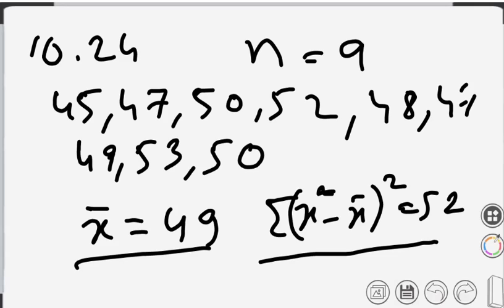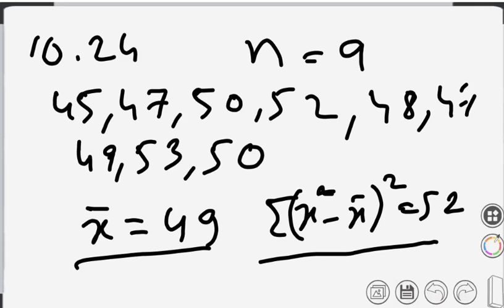So what we have to do is, let's do the first part. Can this sample be regarded as taken from population having 47 as mean? So which one?